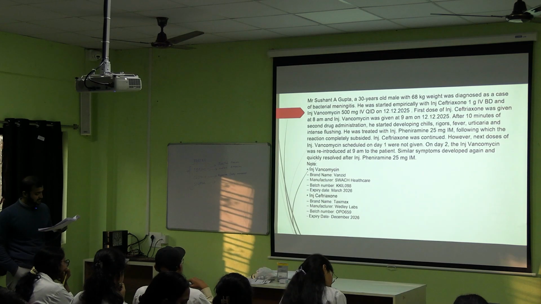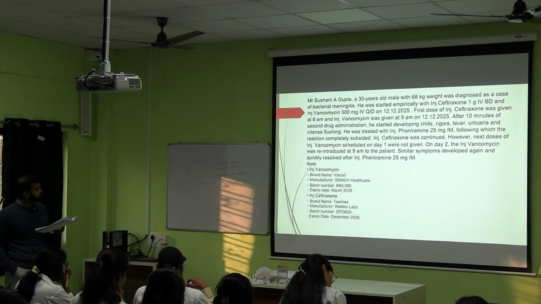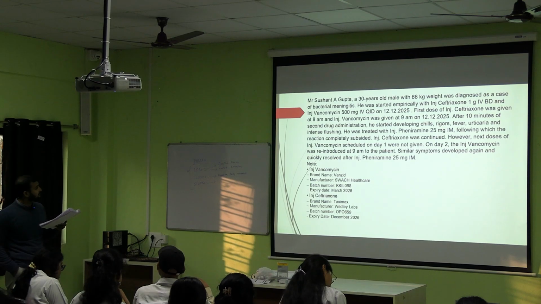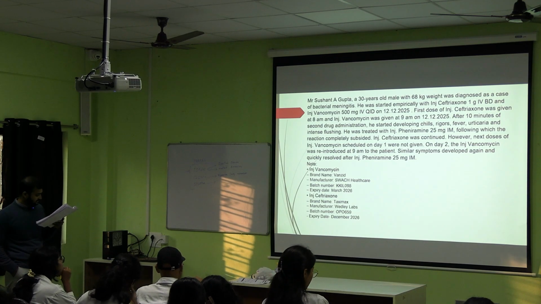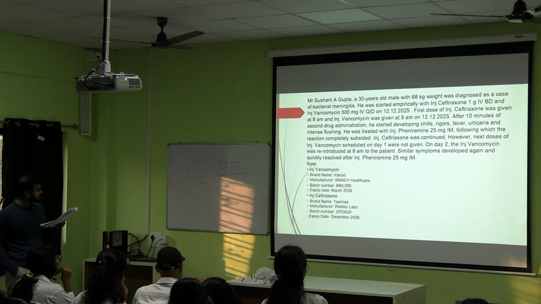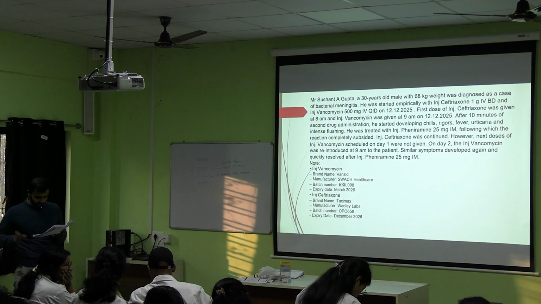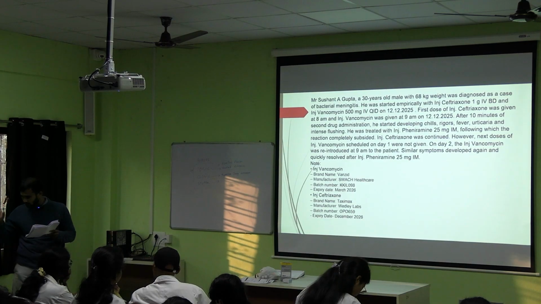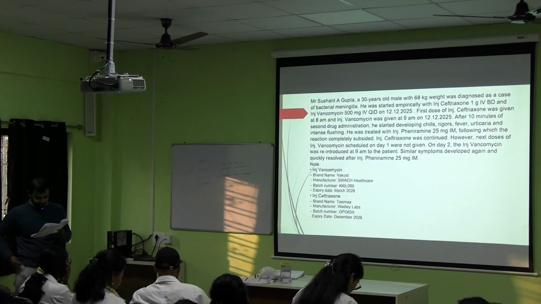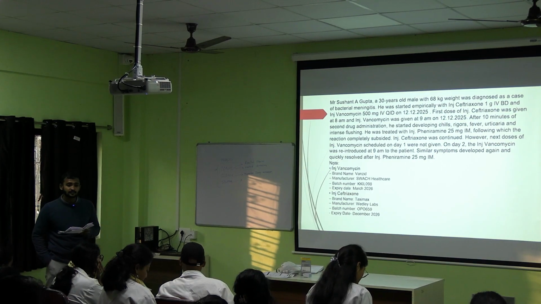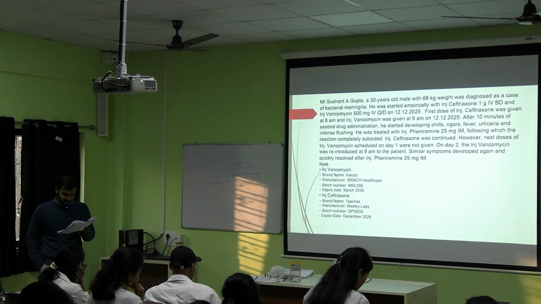Next comes suspected medication. What is suspected medication here? Vanzit. Vanzit manufacturer is Swatch Healthcare. Batch number KKIL098. Here you have to write the whole thing, when you have started and when it ended. Then indication is for bacterial meningitis.